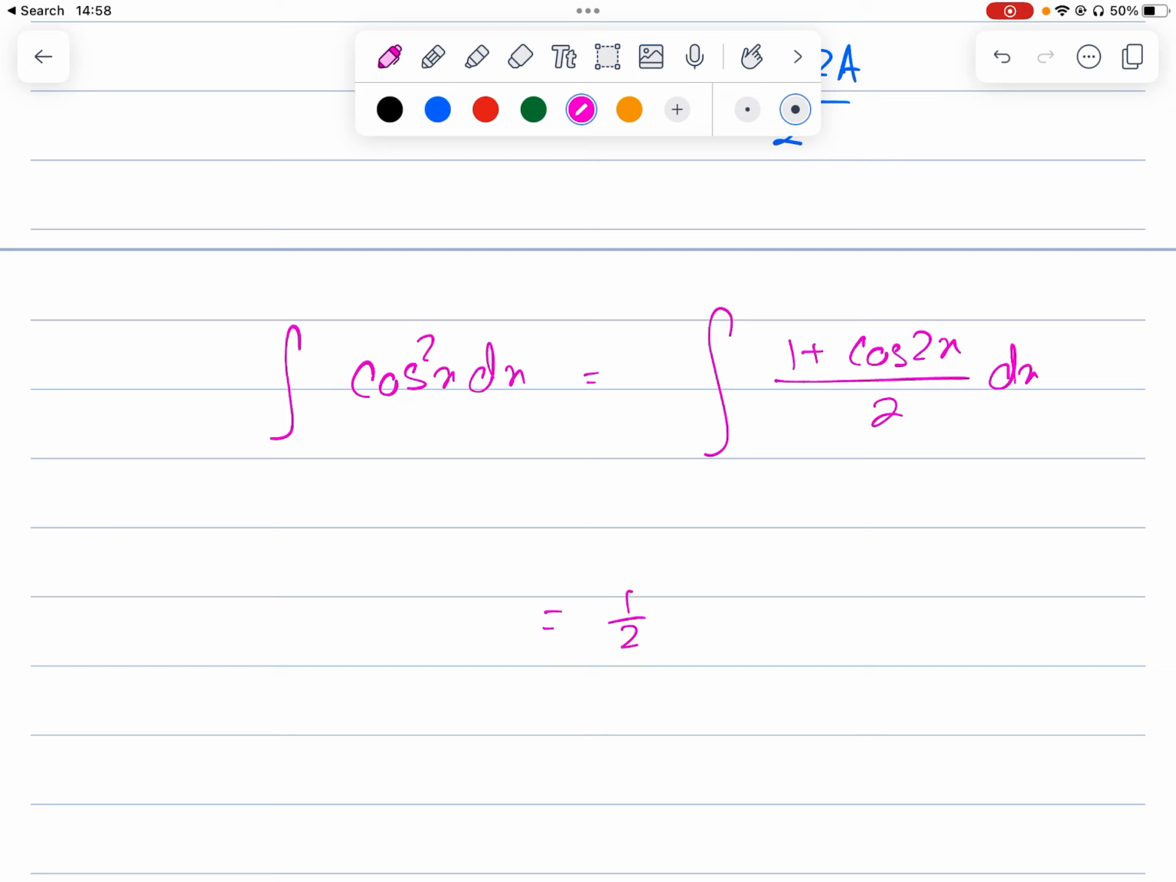1 upon 2 is a number. Integral of 1 plus cos 2x dx. Integral of 1 is x. Cos 2x integral is sin 2x upon 2 plus c. That's going to be the answer.